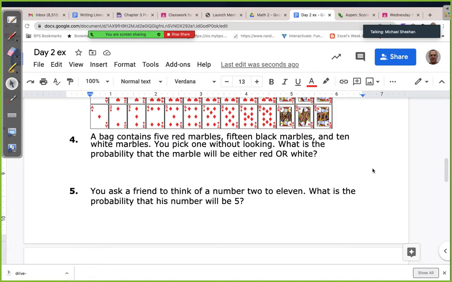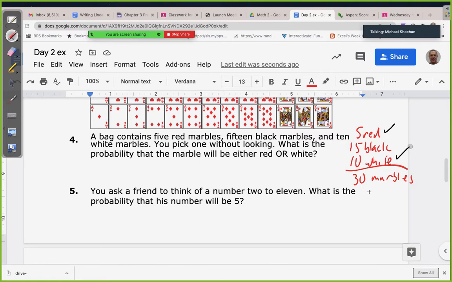A bag contains 5 red marbles, 15 black marbles, and 10 white marbles. So first of all, let's count them all up. I've got 5 red, I got 15 black, and 10 white. If I add that up, I get 30 marbles. Right? Now I want to know what's the probability if I pick one of the marbles without looking, what's the probability I'm going to get red or white? Well, I'm looking for red or white, so that's 15 out of 30 marbles.